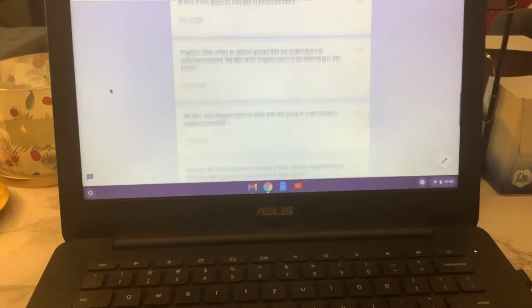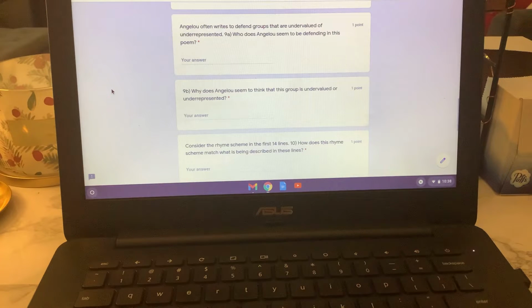All right. 9A. So we have this question of who does Angelou seem to be defending in this poem? So the answer: Angelou seems to be defending blank in this poem. A lot of you said women, which definitely is a possible answer, right? She's talking a lot about women and all of the work that they need to do, okay?